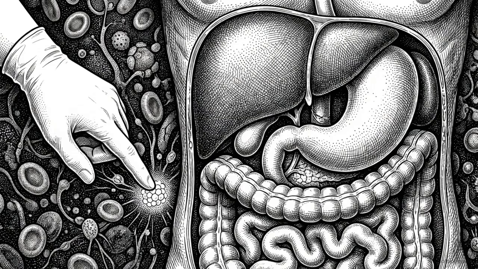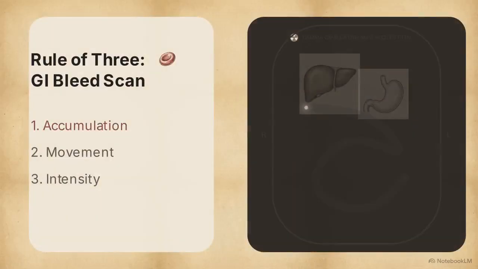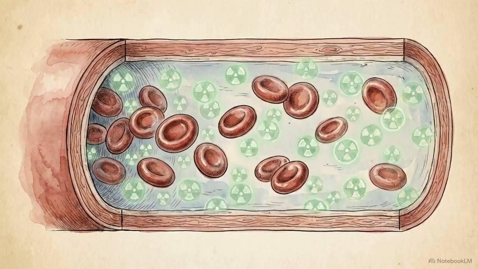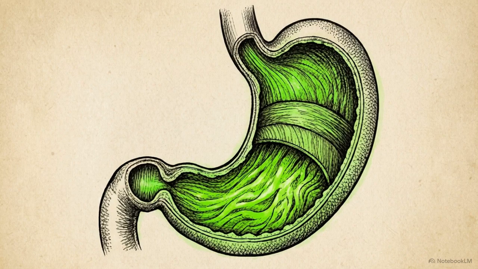High binding rates are critical because the visual criteria for confirming a GI bleed are strict. The tracer must accumulate out of nowhere, move physically through the bowel over time, and increase in intensity. If binding fails, you generate free tech, unbound radioactive tracer flowing through the bloodstream. Free tech naturally accumulates in the gastric mucosa of the stomach, perfectly mimicking a high-volume bleed.